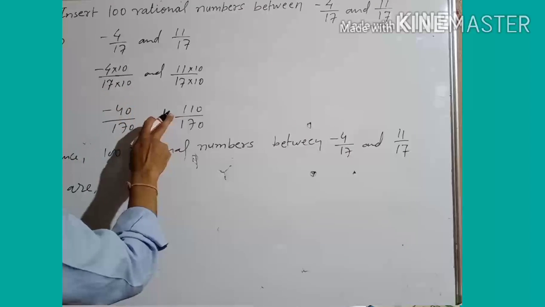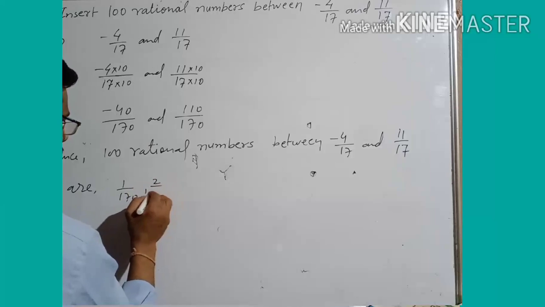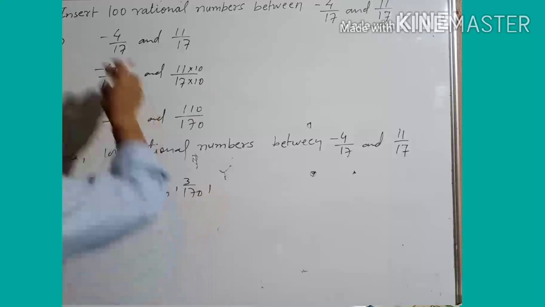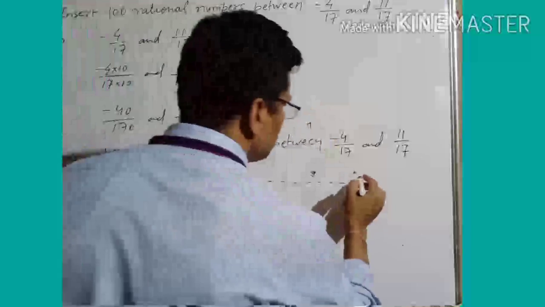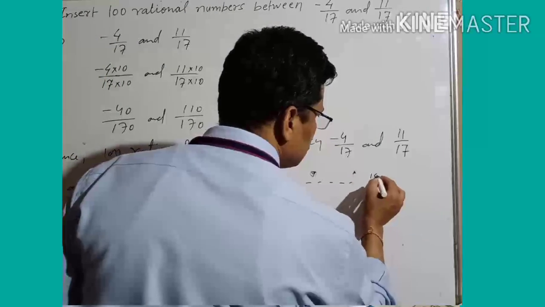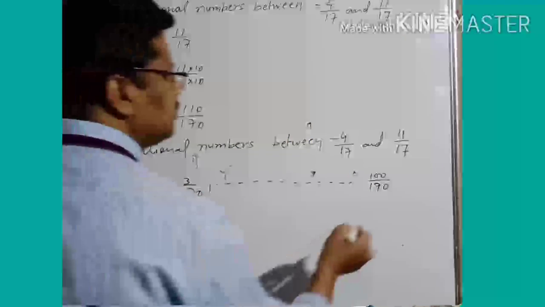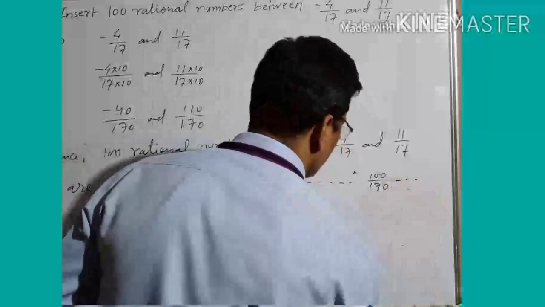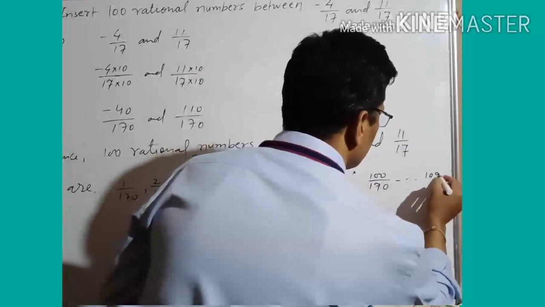What can we write here? It depends on your choice. I am writing 1 upon 170, 2 upon 170, 3 upon 170. It is not possible to write all 100 rational numbers. And at last, which number would I like to take? Here I am writing 100 upon 170. Is that clear? This is the required answer. If you want to write more numbers, you can write up to 109 upon 170. Got it?